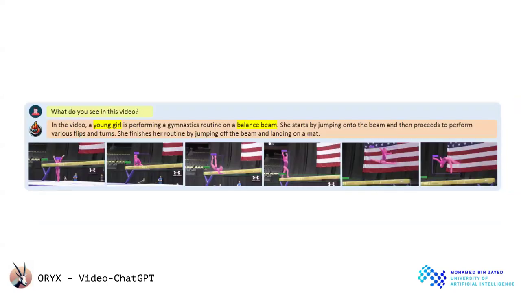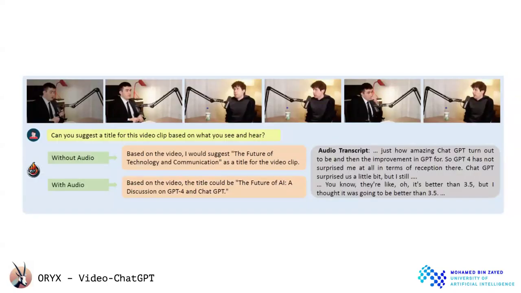Yeah, so I think the exciting part is this one. And you know this guy, right? Sam Altman. So here it shows, can you suggest a title? And this is a podcast, very famous, this Lex. It's a very good podcast. He interviewed lots of people. He was an MIT professor, then he actually quit and started doing these things.